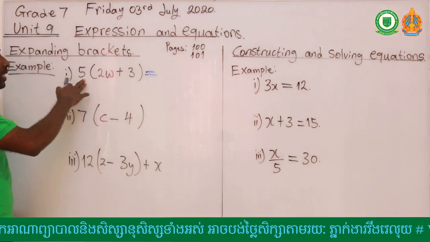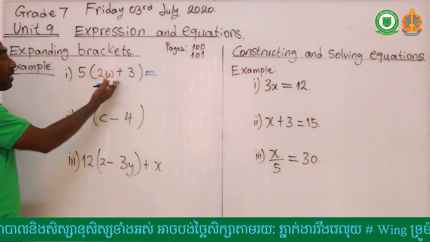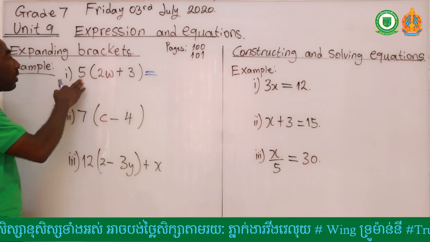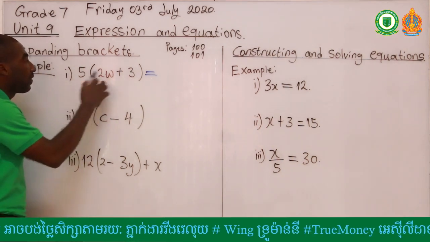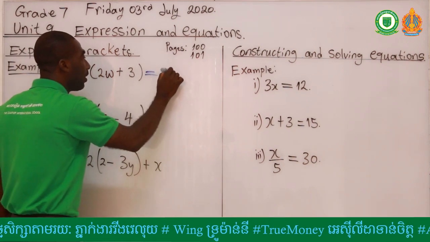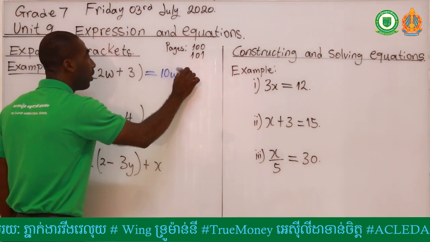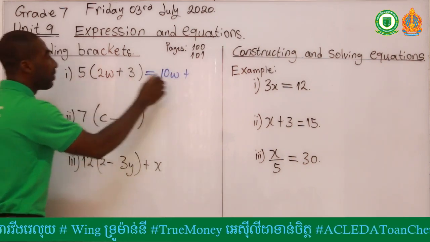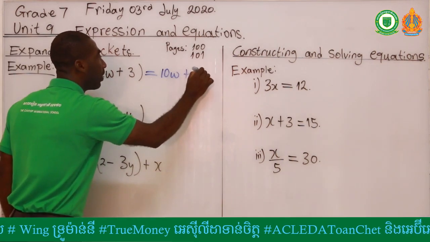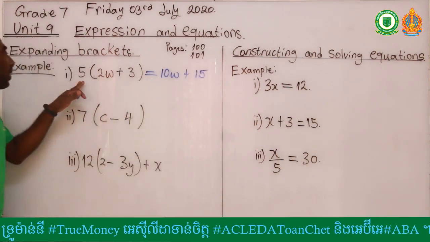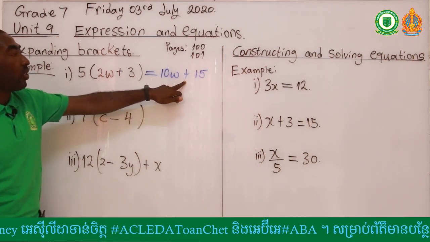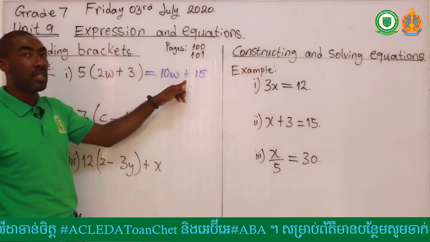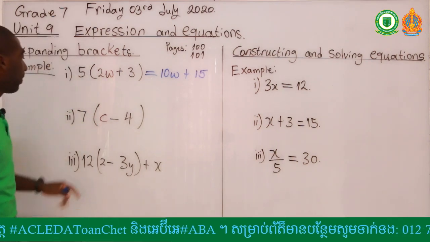So we will multiply. The relationship between 5 and what is inside is multiplication. So we will multiply 5 with all the values that we have inside. So 5 times 2 will give us 10w, plus 5 times 3 will give us 15. So that means 5 goes inside, multiplying this one and this one, but it doesn't change the sign here. The sign still remains as it is.